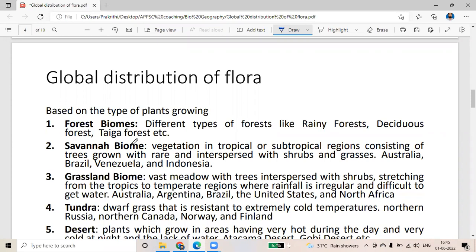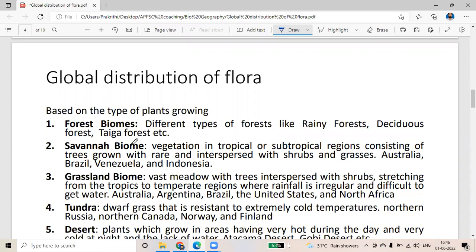Then the savanna biomes, then the grasslands, then tundra, then the desert. These are the 5 major important biomes that include the flora. It also includes the faunal activity, but this classification is mainly based on the floral distribution. Forest: we know that there is rainy forest here, there is deciduous forest here.